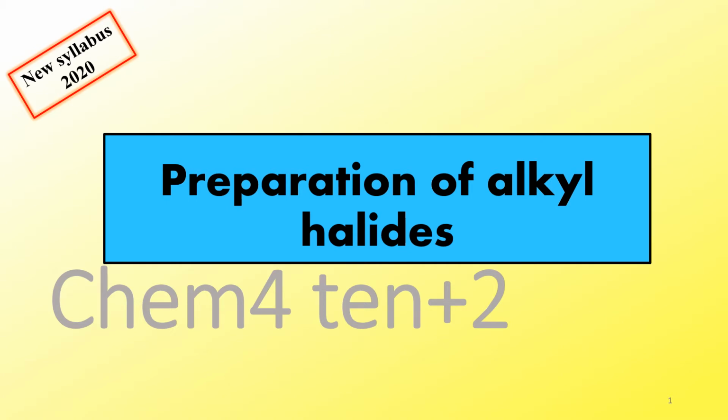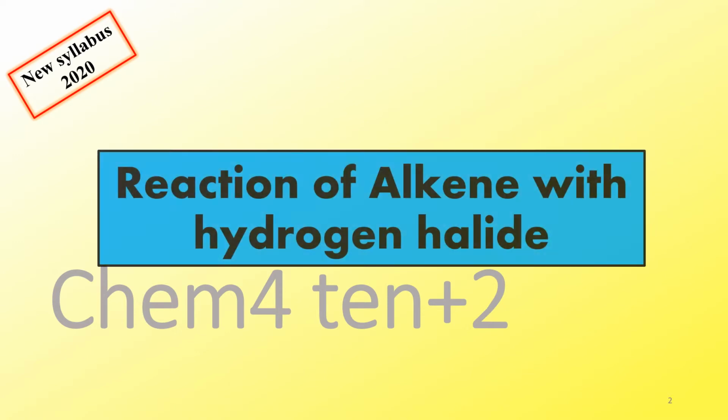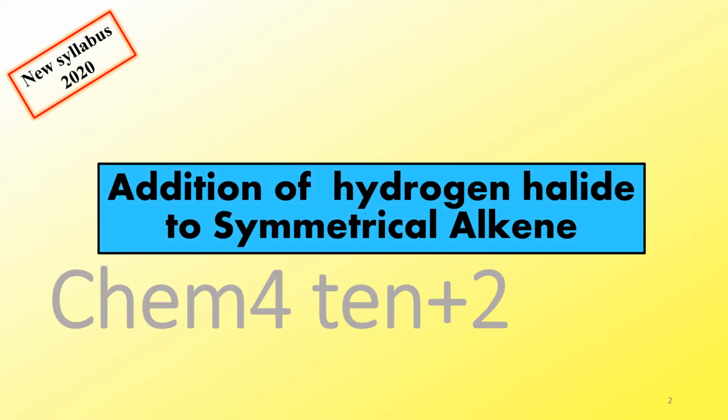Today we are going to begin with the preparation of alkyl halides. In today's session, we are going to see the reaction of alkene with hydrogen halide. The alkene which we are using here is symmetrical alkene. So let's begin with the reaction.